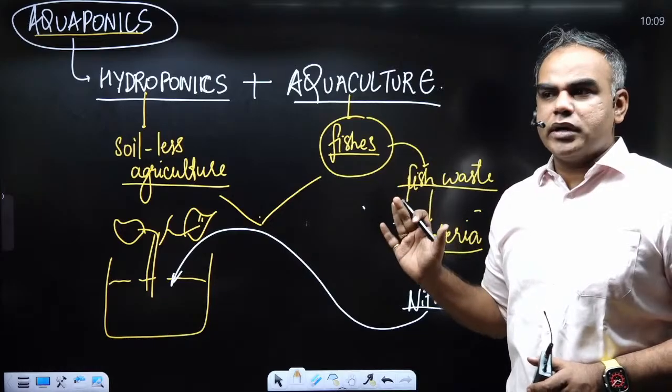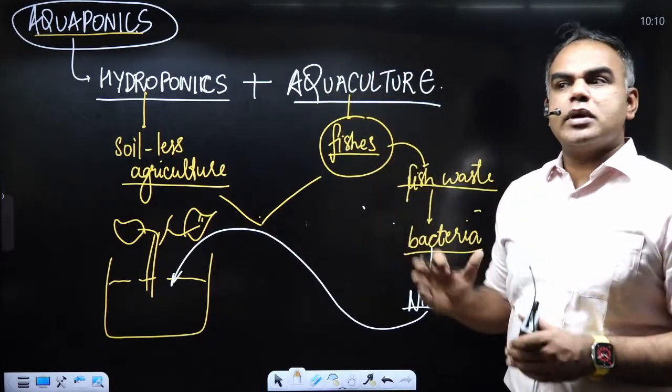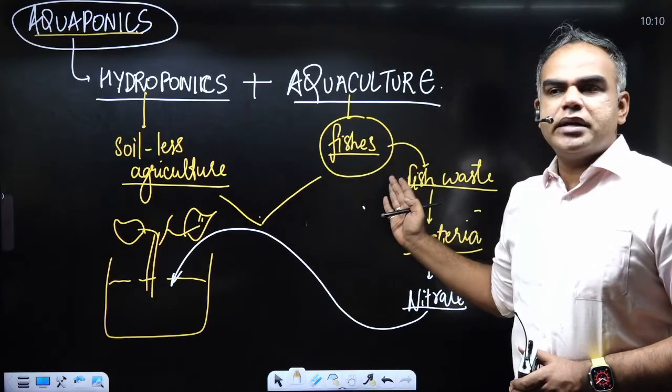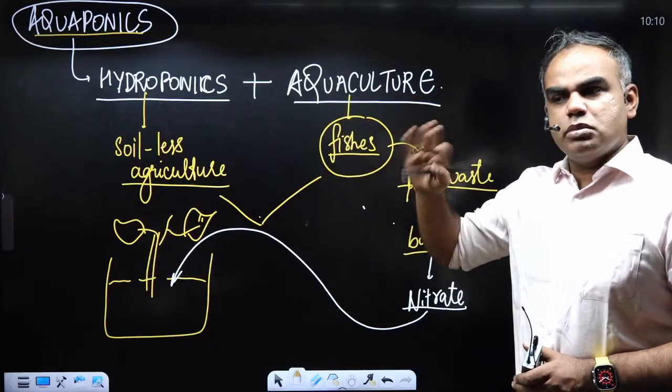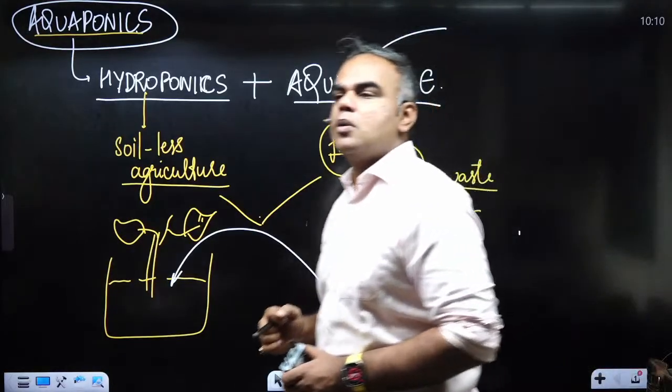You don't need soil for it, which means you can do it vertically also, in less space also, in buildings also. The two processes have been combined here. One is hydroponics, one is aquaculture. This process people understand only when they've understood what the nitrogen cycle is and how it works.